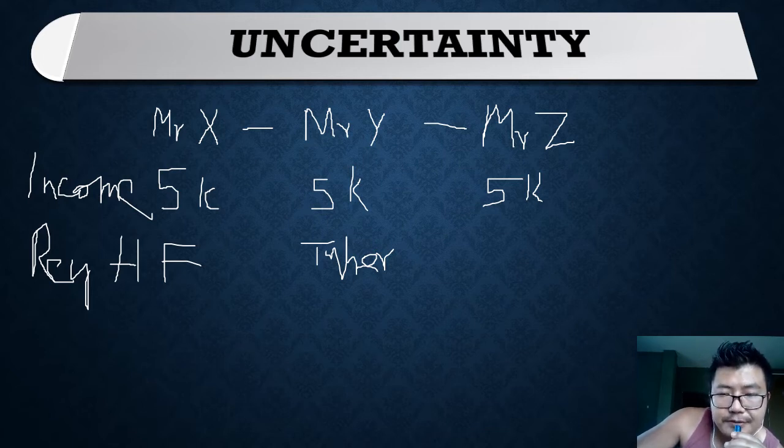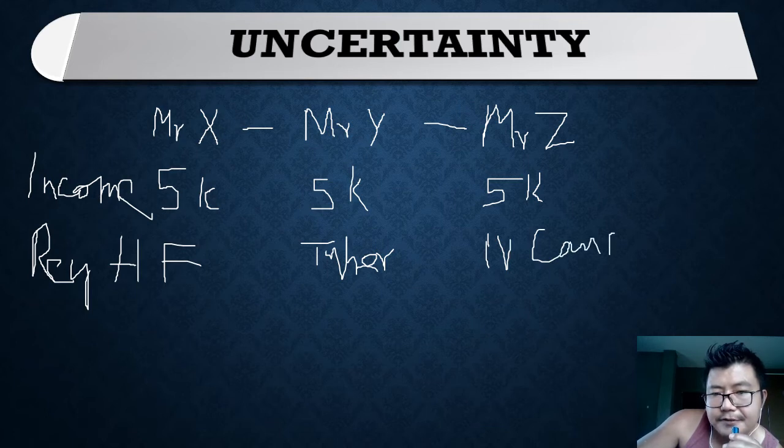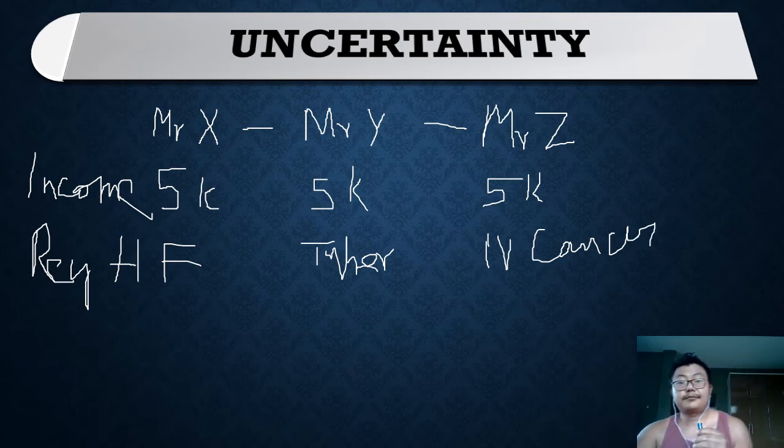Mr. G, the last one. Mr. G is infected with a very serious and critical disease. Let's say fourth stage cancer. He is infected with fourth stage cancer. Who can apply for insurance and who cannot apply for insurance?